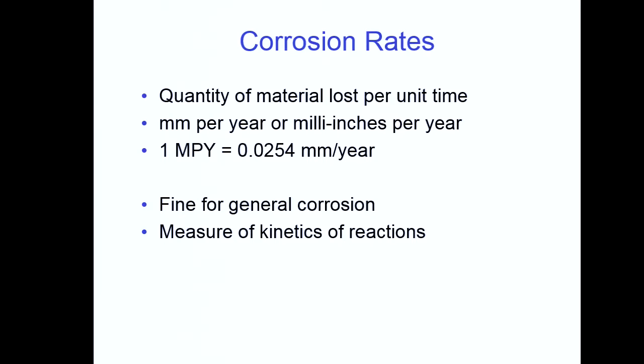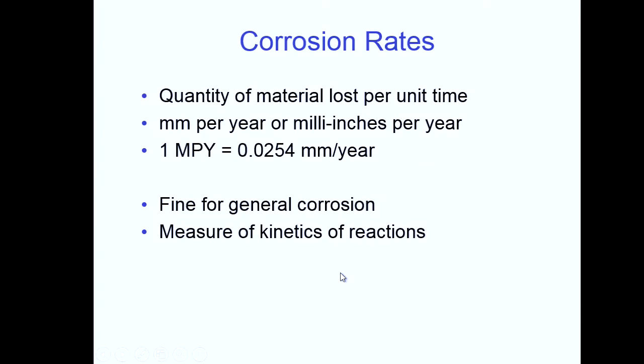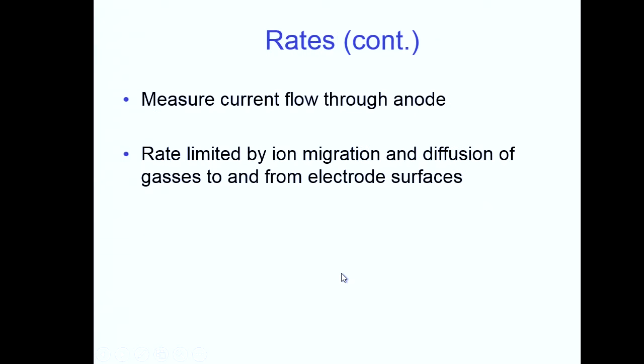All this measure of current in the corrosion cell is about the kinetics, how fast the reactions are occurring. So previously, when we were talking about potentials, we were interested in the thermodynamics of the reaction. It's the current that tells us something about the kinetics. Okay. So we want to measure the current flow, and that is limited, fortunately, by aspects of ion migration and diffusion through the electrolyte.